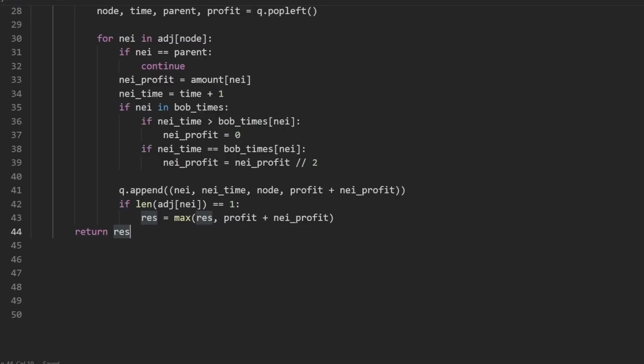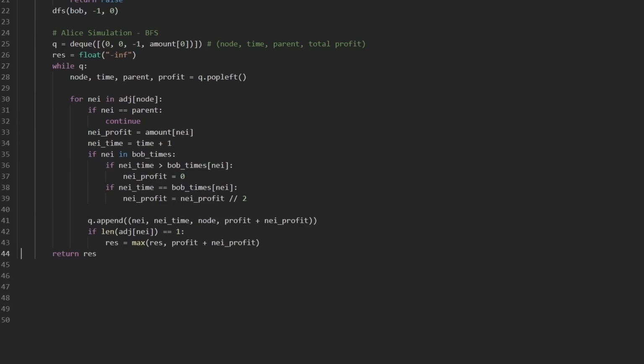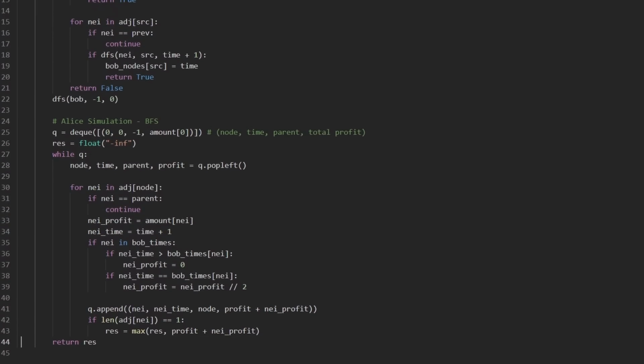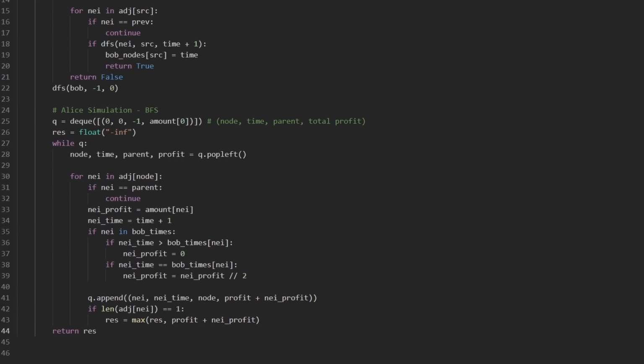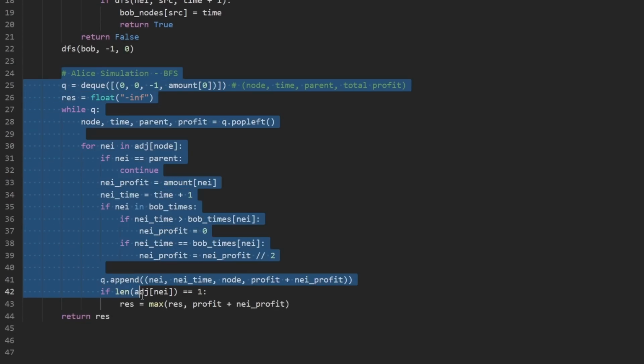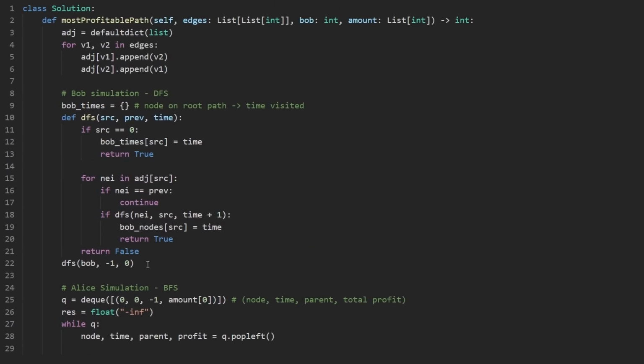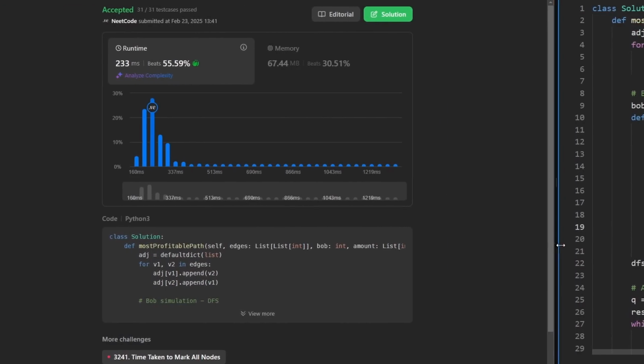So now you can see my entire code. We reached line 44 over here, but I did have several comments and a lot of spaces. I'm trying to fit this all on the screen at one time. I don't know if that's going to be possible. Anyways, here is the Alice BFS portion of the code, and up above is the Bob DFS portion of the code. Of course, I had a typo. I used Bob nodes instead of Bob times. But other than that, it seems like our solution was correct.